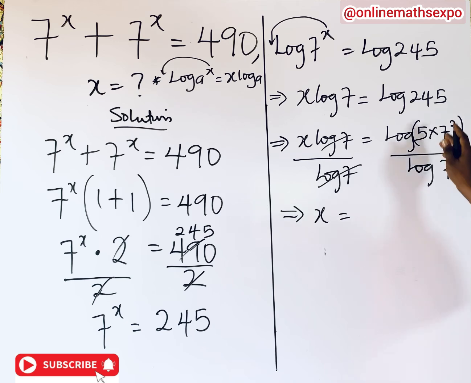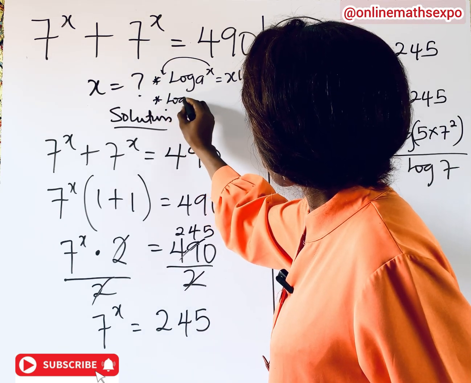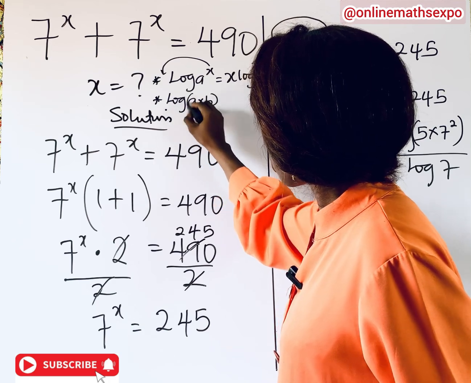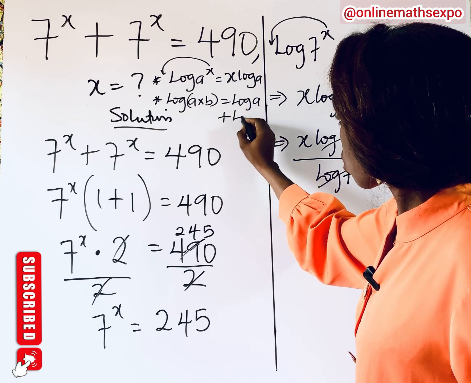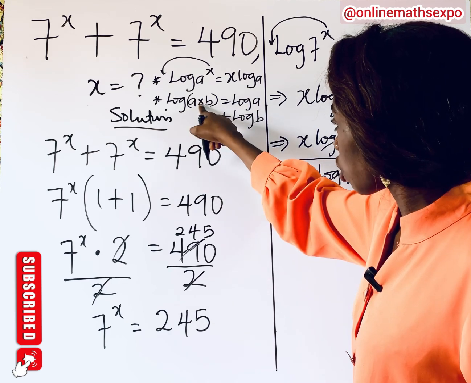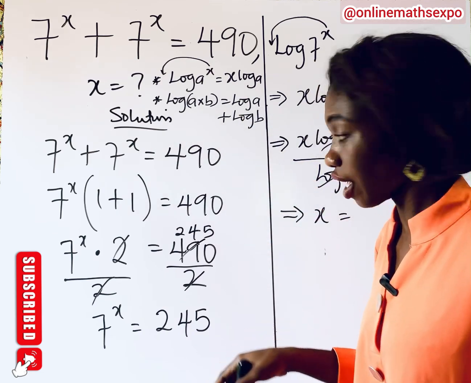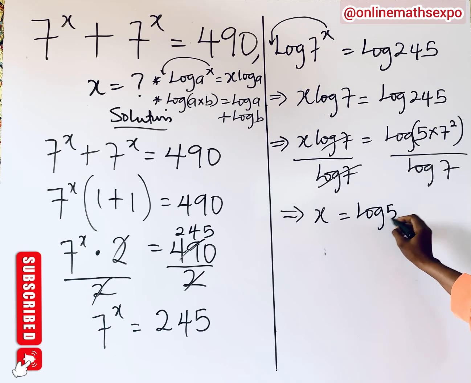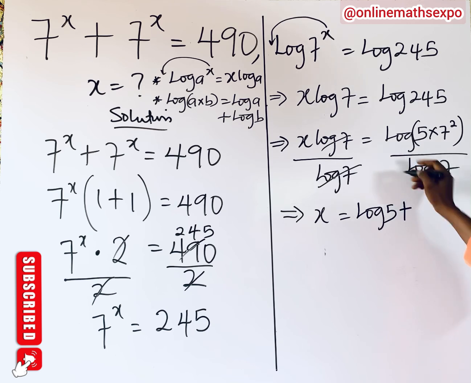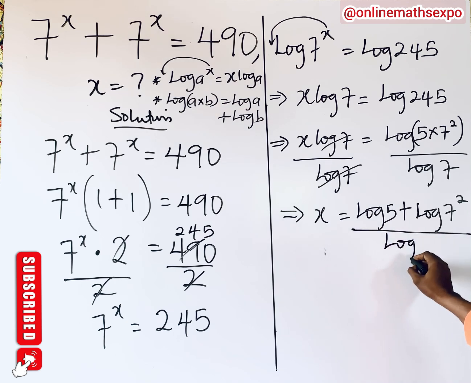Now, what do you do here? Remember another rule of logarithm, which says that if you have log of a multiplied by b, it simply means log a plus log b. What it means is the multiplication will turn to addition, then you split the values, okay? So let's do it here. We're going to have log of 5, we change this to addition, then introduce another log, and we have 7 squared. Did you see that? All over log of 7.